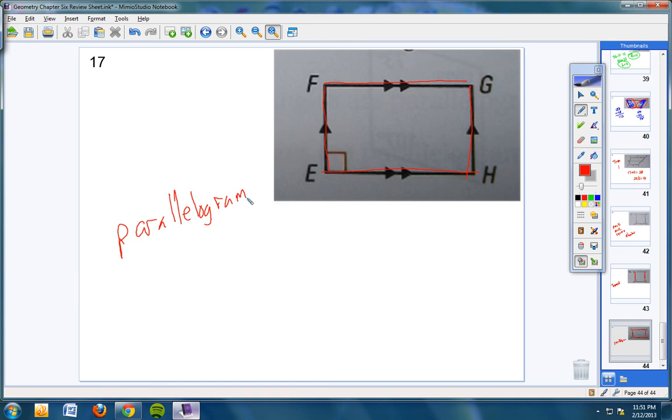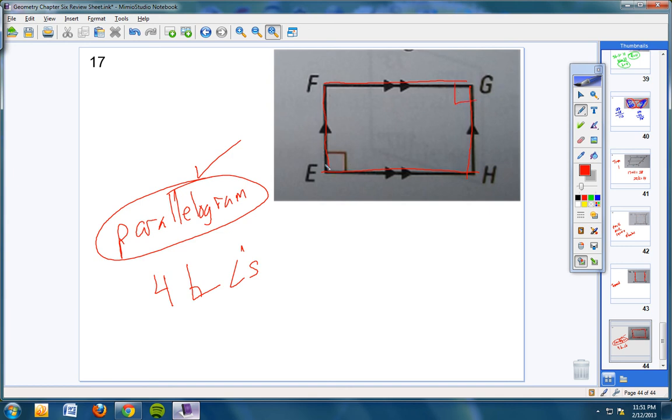Now remember, you need 2 things for a rectangle. You have to have a parallelogram. We have that. Check. And you have to have 4 right angles. When I hold everything, we only have one. Nuh-uh. We just said we have a parallelogram, right? And if we have a parallelogram, we know opposite angles are congruent. So if this is 90, what does this have to be over here?